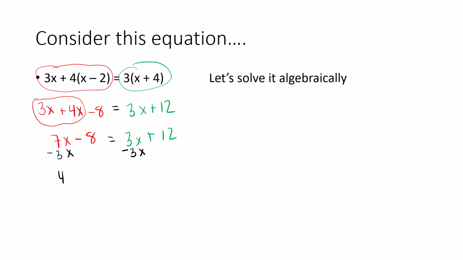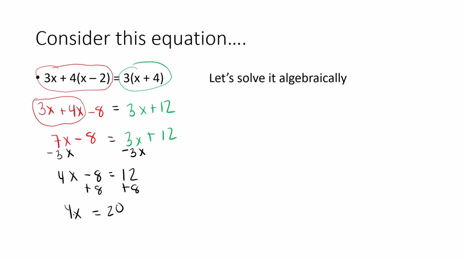7x minus 3x is 4x. And then 3x minus 3x is 0. That is why that cancels out, because 3x minus 3x is 0, leaving me with just the 12. And then I am subtracting 8 here, so I'm going to go ahead and add 8, but I have to do that to both sides. And again, notice we're not doing the same thing to both sides until I've already simplified each side. Okay, negative 8 plus 8 is 0. Okay, and that's why they cancel out. 12 plus 8 is 20.